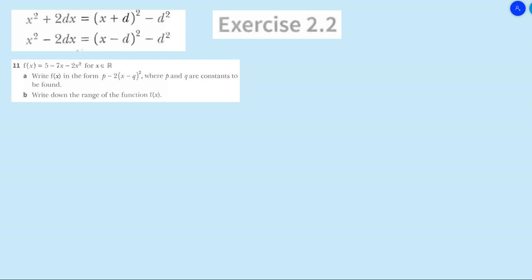As you know students, we have started chapter number 2, named Simultaneous Equations and Quadratics. We finished exercise 2.1 and we did the first 10 questions of exercise 2.2. Today we are going to do some more questions from exercise 2.2. Let's have a look at question number 11.